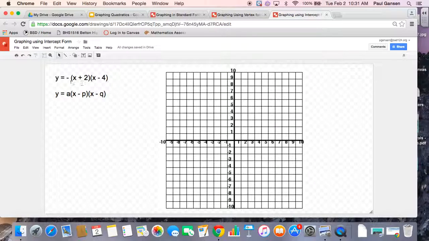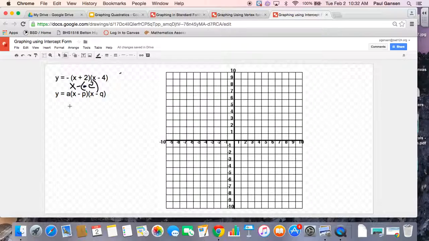So we have y equals negative x plus 2 times x minus 4. So again, we need to think of opposites. Remember, it's x minus p and x minus q. What are we subtracting from x here? Well, we can rewrite this as x minus negative 2, which means our p value is negative 2.